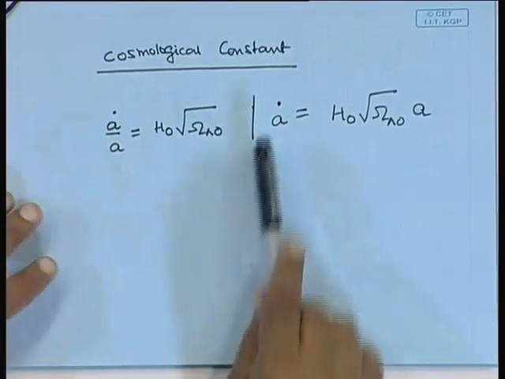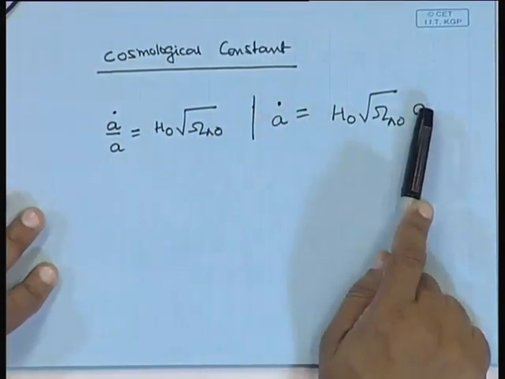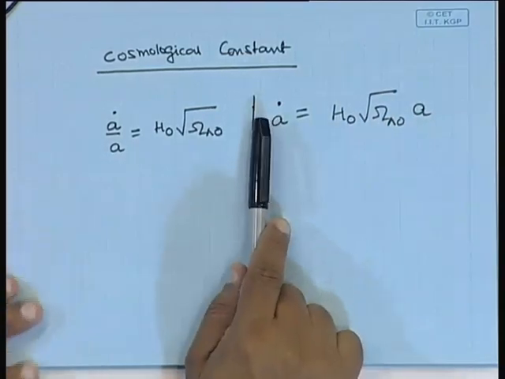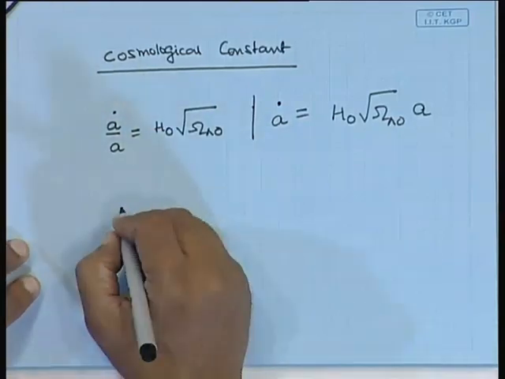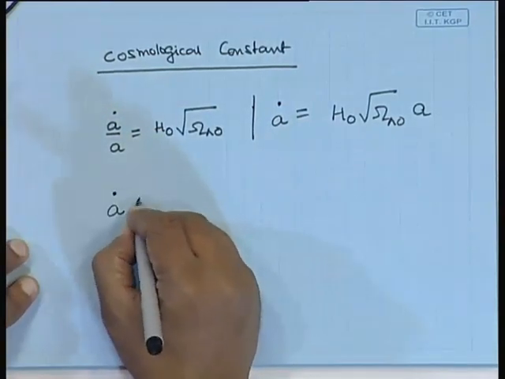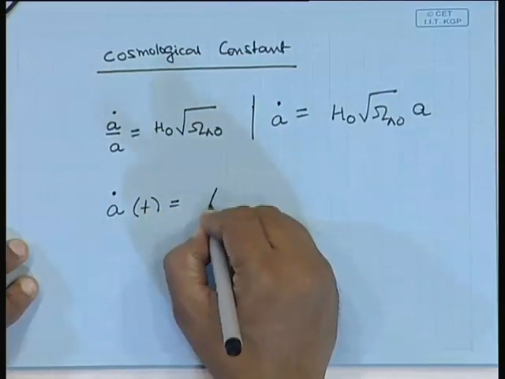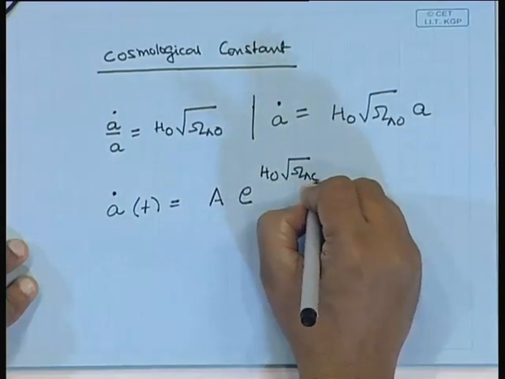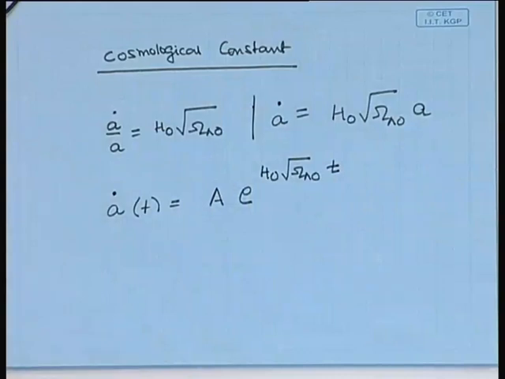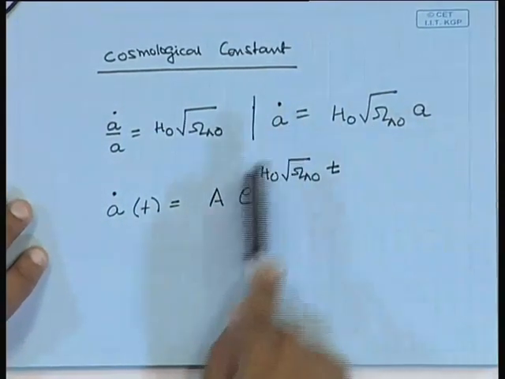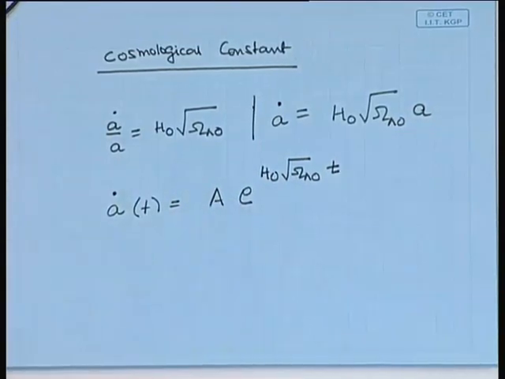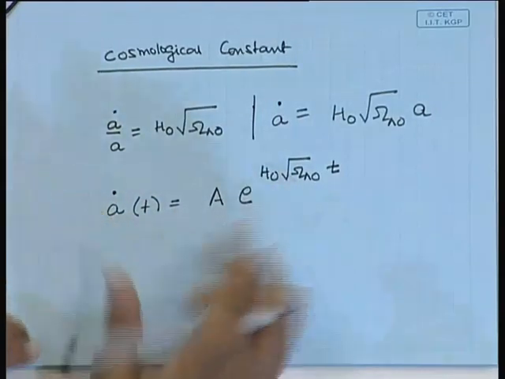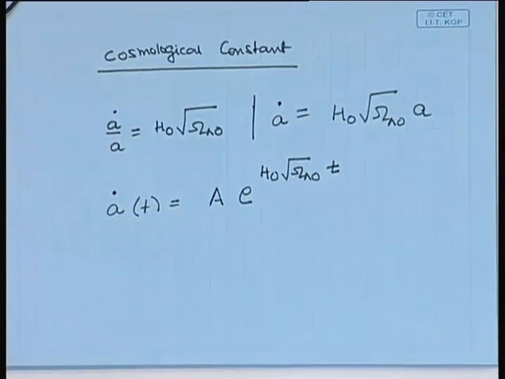So, we are looking for a scale factor which if you differentiate you get back the same function multiplied by a number, and we know that such a function is the exponential. So, the solution to this equation is A is some constant A e to the power H naught square root of omega lambda naught t, right. And the constant of integration that occurs when I integrate this equation is this multiplicative constant now over here. So, the scale factor, this is the solution. The universe does not expand as a power law, as a power of t, it expands as an exponential.